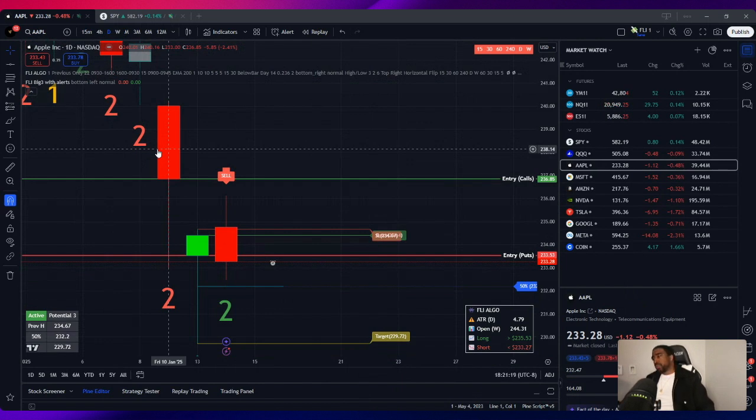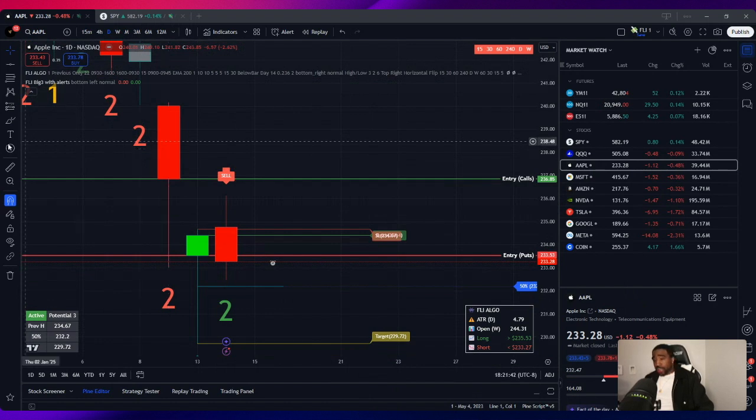Now, if you want to take it to the next level with your entries, I gave y'all the way to find momentum. I gave y'all the way to get your entry based upon a previous candle. But it's another little trick of the trade, which is the big 3.